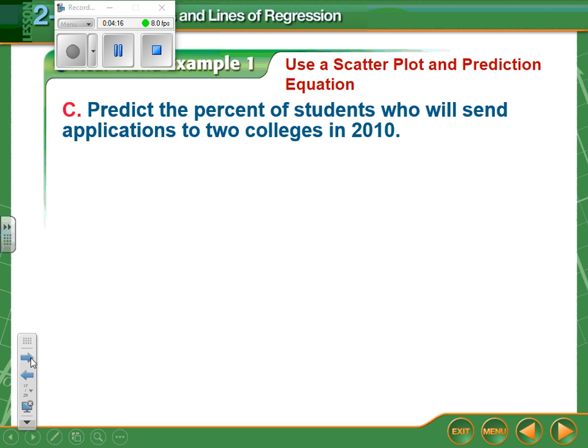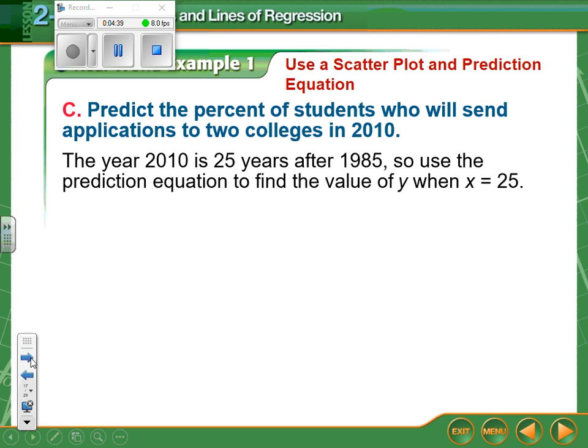We can use that equation to predict how many students we think will send applications to 2 colleges in the year 2010. I know we're talking about the past, but if it was the year 2000 right now, we could predict what percent of students would send 10 years from now. And all we would need to do is, since 2010 is 25 years after 1985, we put 25 in for x.